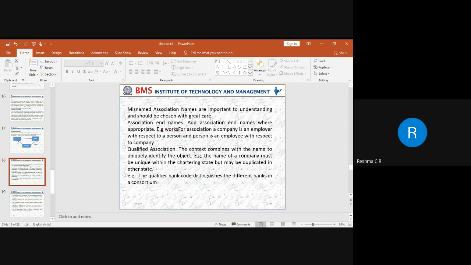Next, we have the association end name. When we say association end name, we need to have a proper name at each association end. As I said, a company is an employer with respect to a person, whereas a person is an employee with respect to a company. That is how we identify the perspective from one class to the other class that the association end name provides.